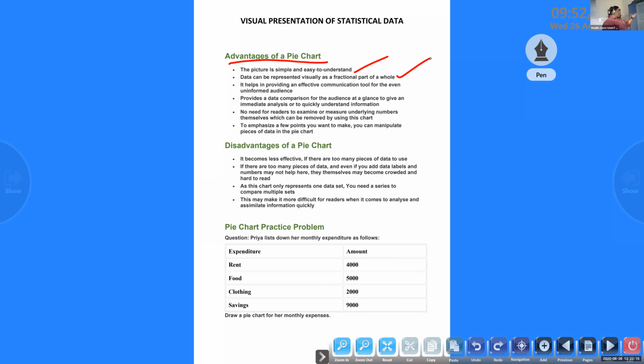To emphasize a few points you want to make, you can manipulate pieces of data in the pie chart. If you want to add some more data within that particular set of data, we are able to create our own slices.